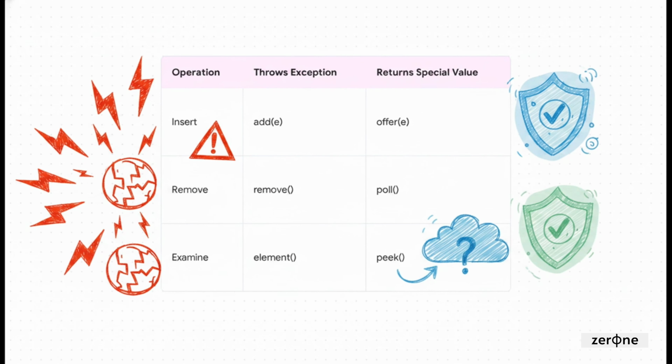Now, because queues are all about managing data flow, they actually provide two distinct sets of methods for their primary operations. If you use add, remove, or element, and something goes wrong, like maybe the queue is empty when you try to remove an item, Java will aggressively crash your program with an exception. However, if you use the alternative methods, offer, poll, or peek, Java acts much more safely. If the queue is empty and you call poll, it won't crash. It will simply and safely return a null value.